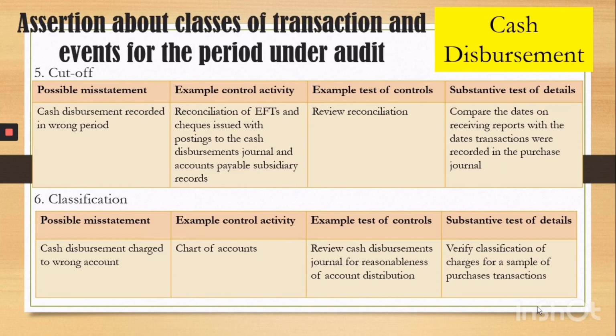The last, but certainly not least, is the classification. The possible misstatement with regards to the classification is that the cash disbursement is charged to the wrong account. So, after the auditor finds out that the internal control cannot be relied on, the auditor needs to perform the test of control, which is by reviewing the cash disbursement journal for reasonableness of account distribution. And then, if the auditor finds out the control risk is still high, in order to reduce the audit risk, the auditor needs to perform more substantive tests of detail by verifying the classification of charges for a sample of purchase transactions.